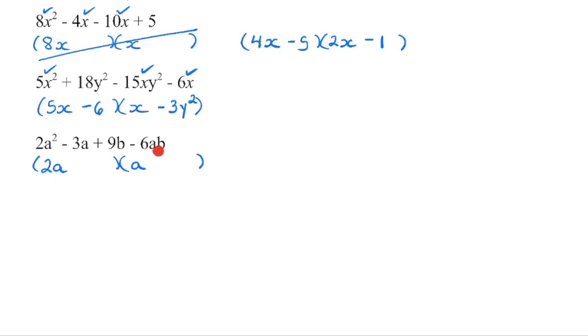So let's look at this one. So 2 times negative 3 will get me that negative 6. I've got an a, I need a b. So let's go ahead and fill in negative 3b. So we've got the product of the first terms and we have the product of the outside terms.